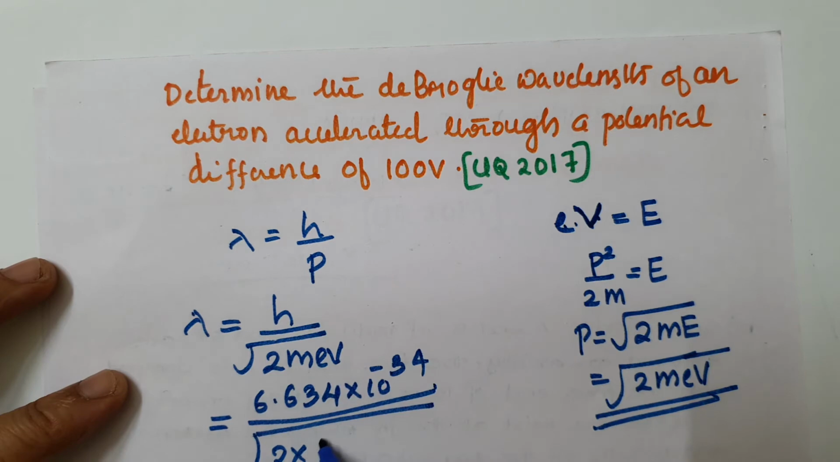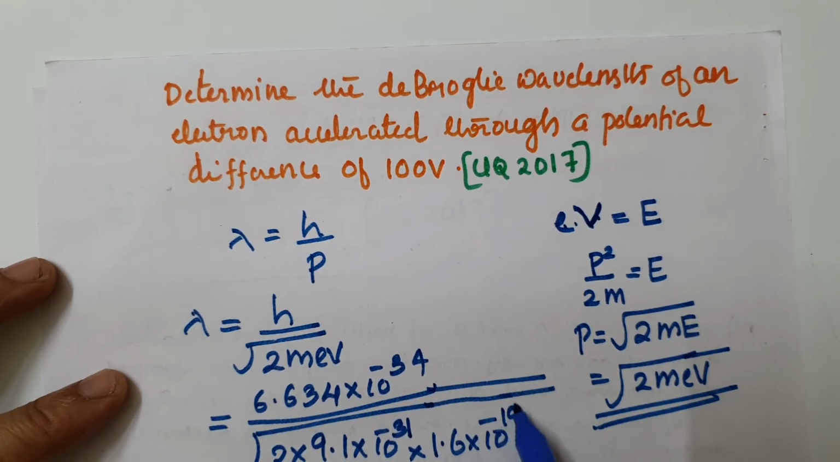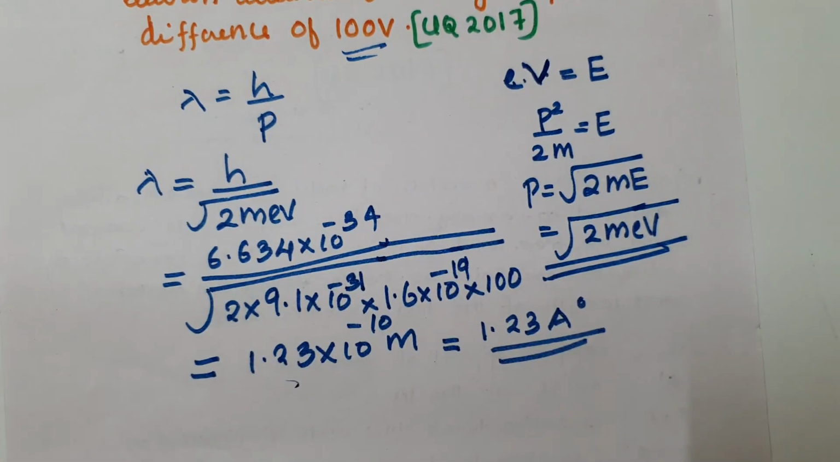into mass of electron 9.1 into 10 raised to minus 31, and the electron charge is 1.6 into 10 raised to minus 19. The potential applied is 100 volt, and this will give us the value. It is about 1.23 into 10 raised to minus 10 meter, or 1.23 Angstrom. This is the de Broglie wavelength.